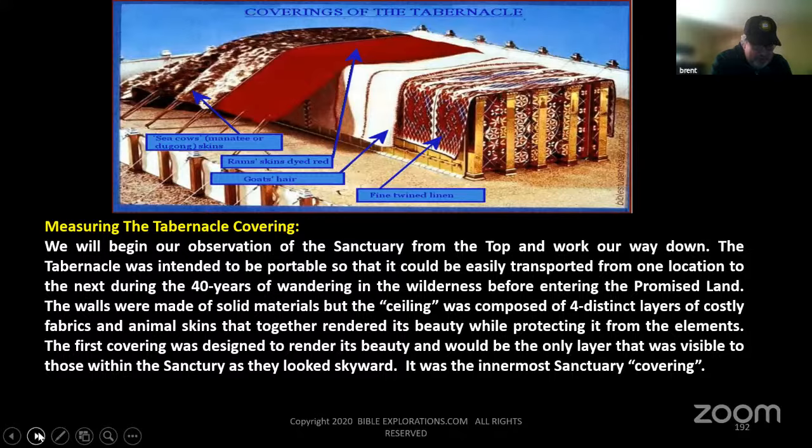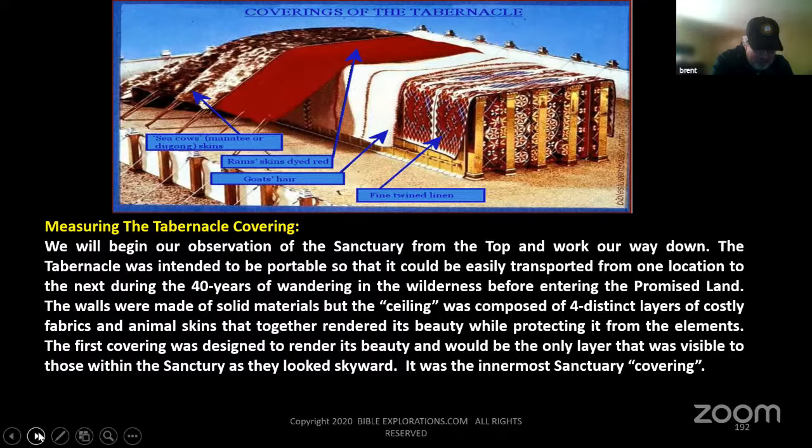We begin our observation of the sanctuary from the top and work our way down. The tabernacle was intended to be portable so that it could be easily transported from one location to the next during the 40 years of wandering in the wilderness before entering the promised land. The walls were made of solid materials, but the ceiling was composed of 4 distinct layers of costly fabrics and animal skins that together rendered its beauty while protecting it from the elements.